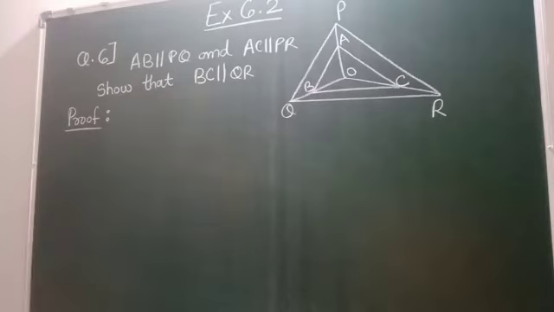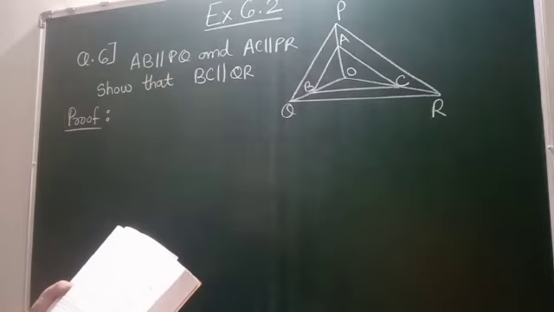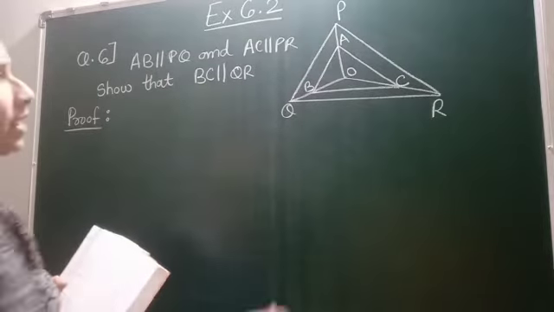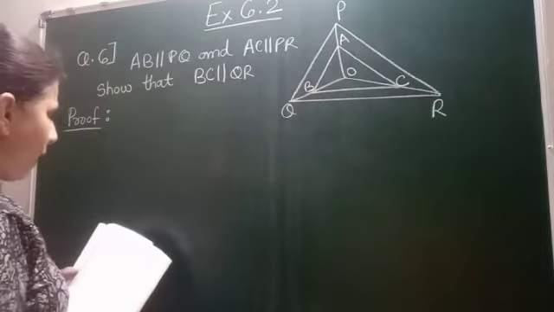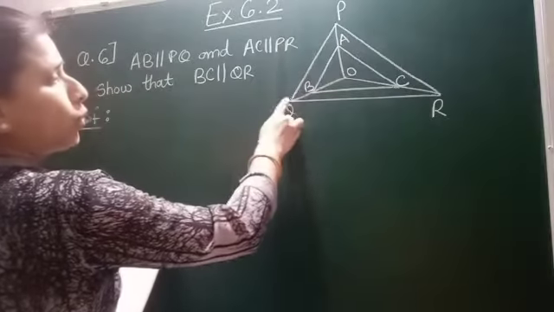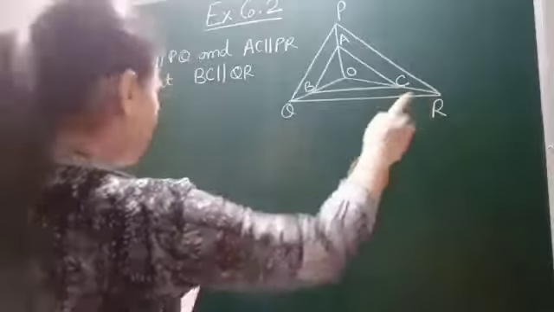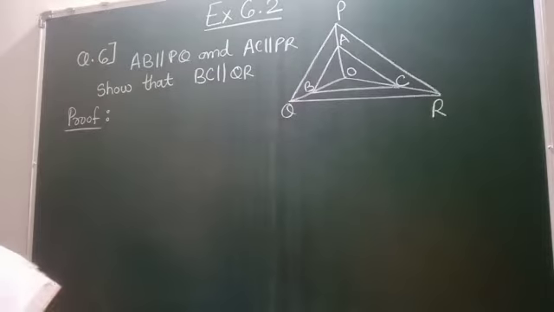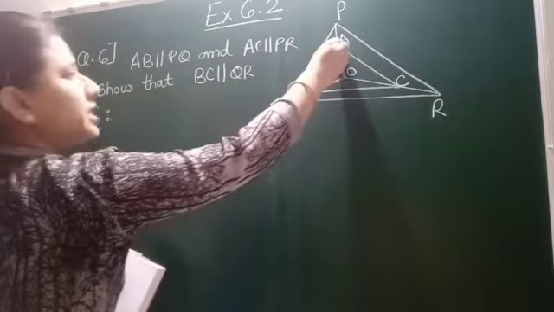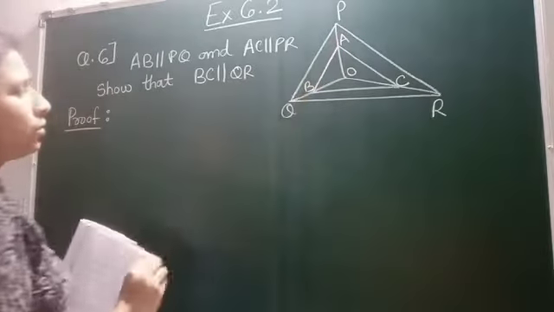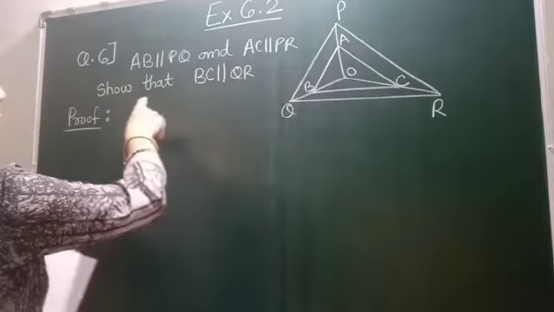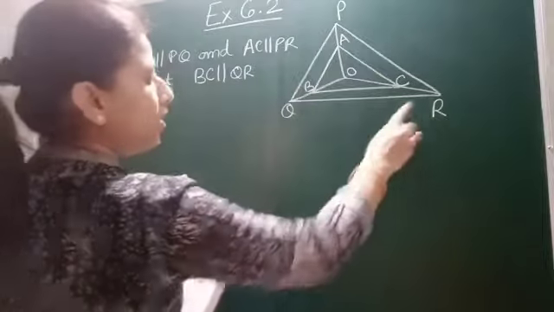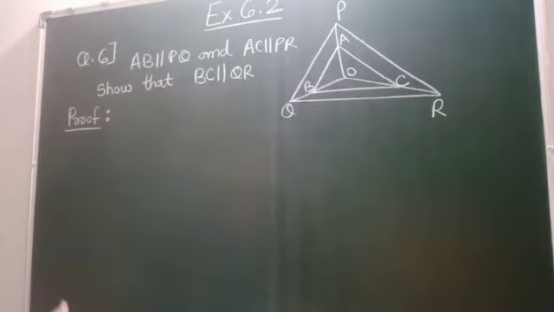Question number 6 of exercise 6.2 is, in this particular triangle PQR, A, B and C are points on OP. As you can see that this point A is on OP, B is a point on OQ and C is a point on OR, such that this AB is parallel to PQ and AC is parallel to PR. It is given that. And we have to show that this line BC is parallel to QR. This we have to show that.